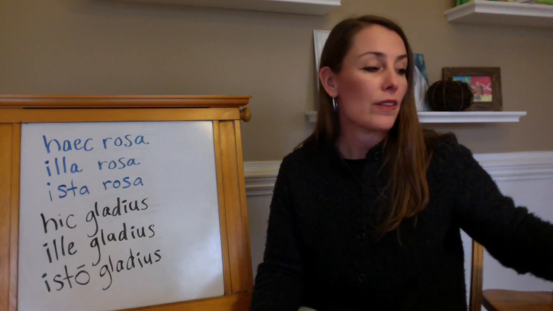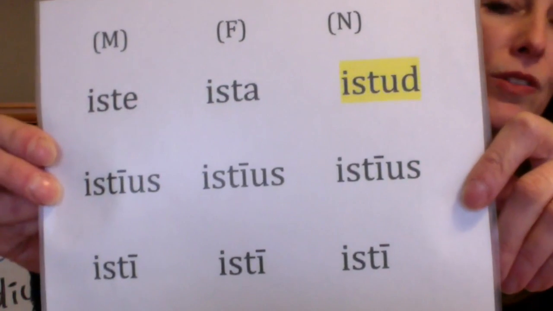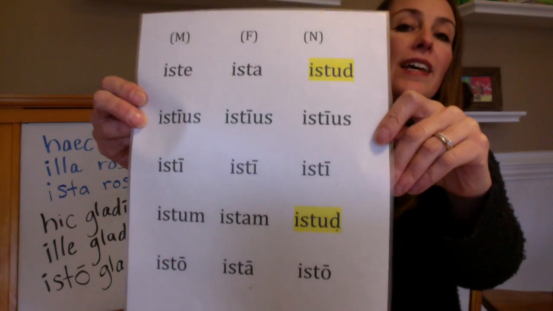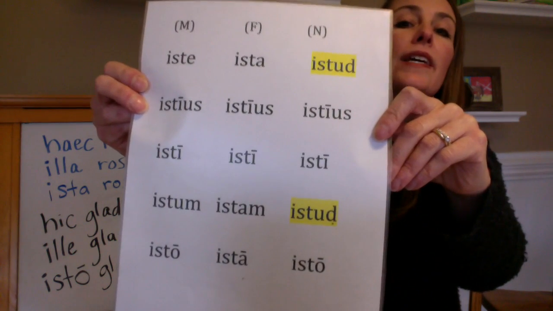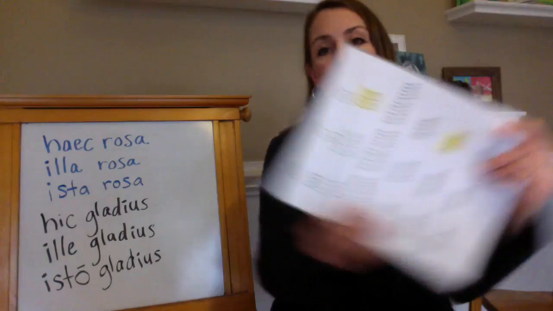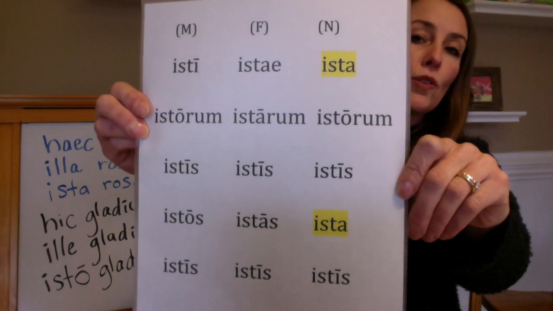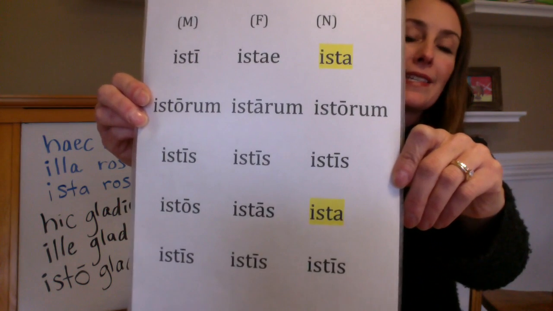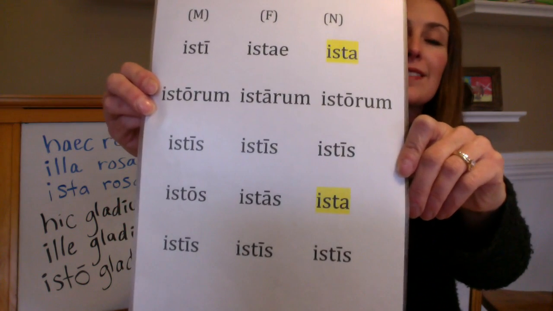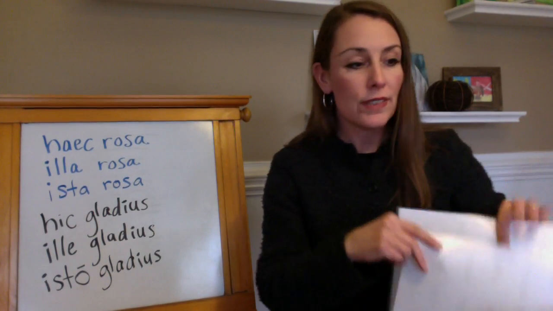We begin with the demonstrative pronoun iste. Iste, ista, istud. Istius, istius, istius. Isti, isti, isti. Istum, istam, istud. Isto, ista, isto. And then moving on to the plural chart, which is down below in your book: isti, istae, ista. Istorum, istarum, istorum. Istis, istis, istis. Istos, istas, ista. Istis, istis, istis. Okay, so we are going to be talking about this demonstrative pronoun, iste.